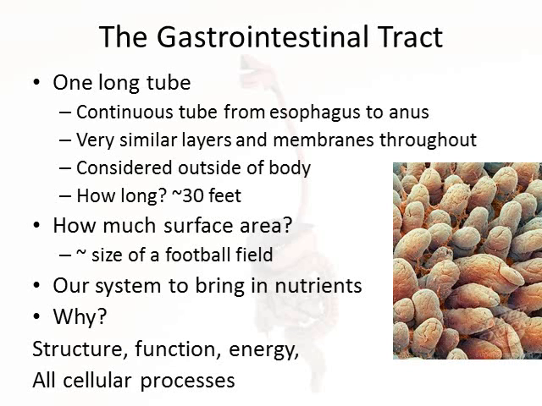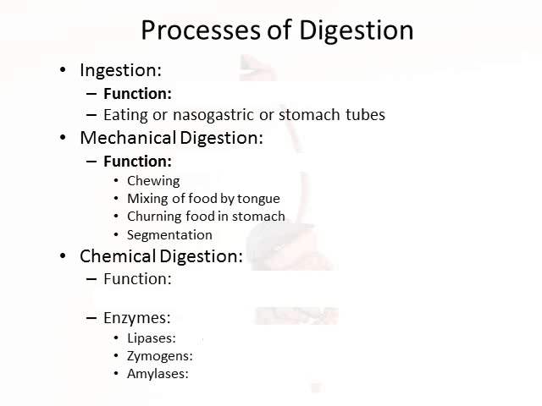Okay, and so why do we need the GI tract? Well, this is what provides nutrients for the structure of the body, the function of the body, energy creation, and all cellular processes of the body. This is where we get everything in. Okay, so the general processes of digestion are as follows. We have ingestion, mechanical digestion, and chemical digestion. Ingestion is literally just getting food into the body, so this is obviously eating, or if we have other ways to get it in, like are shown there.